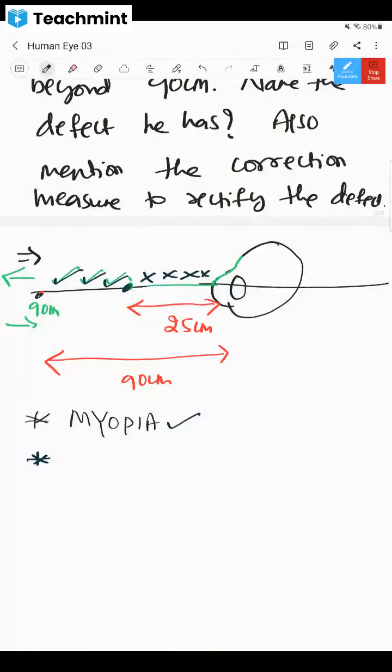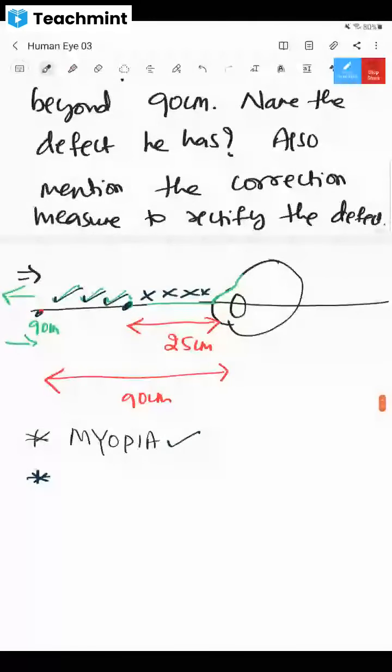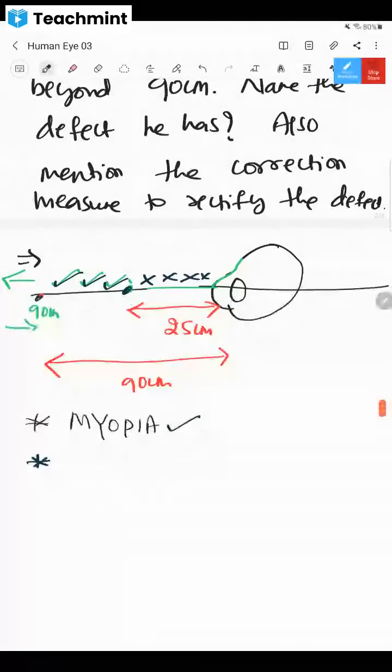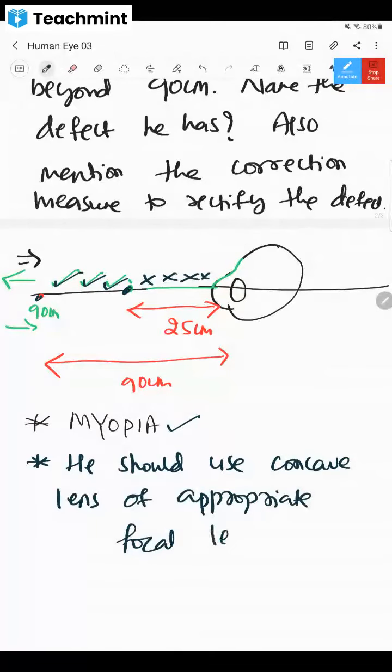That is for sure. Next, what is the corrective measure for this? Name the defect he has. We have named it, and also mentioned the correction to rectify this defect. Use concave lens of appropriate focal length. Very good, Vaishnavi. He should use concave lens of appropriate focal length. Is it clear, dear children?